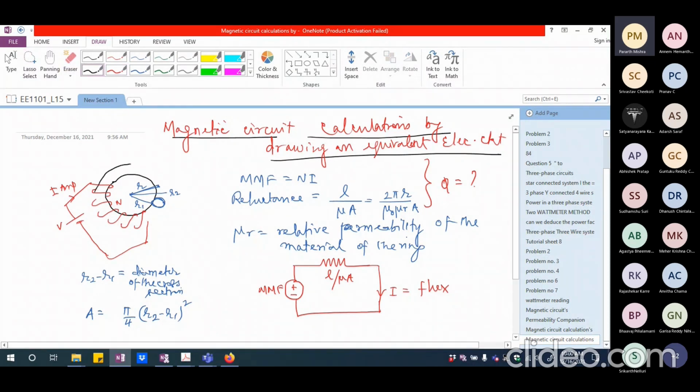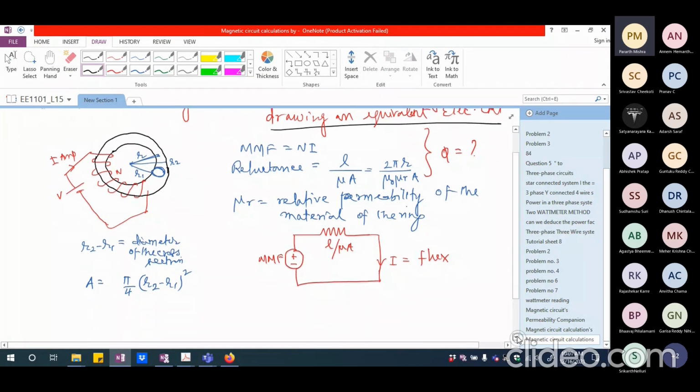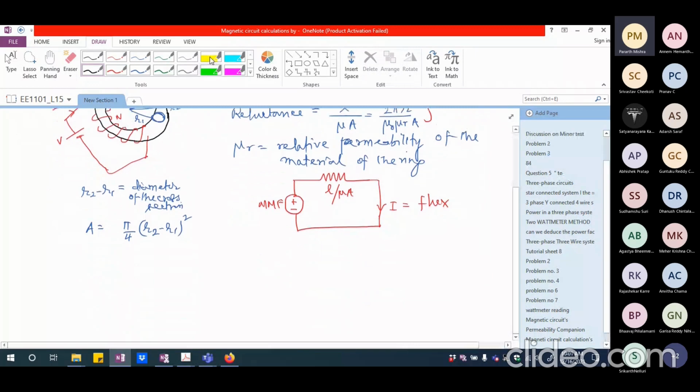So it is going to have the same cross section all over and it is a uniform ring. That's what I'm having. Okay. So in this particular case, I would say it is a very, very simple calculation. On the other hand, I can have magnetic circuits which are made up of two different materials, or there could be intervening air gap and things like that.